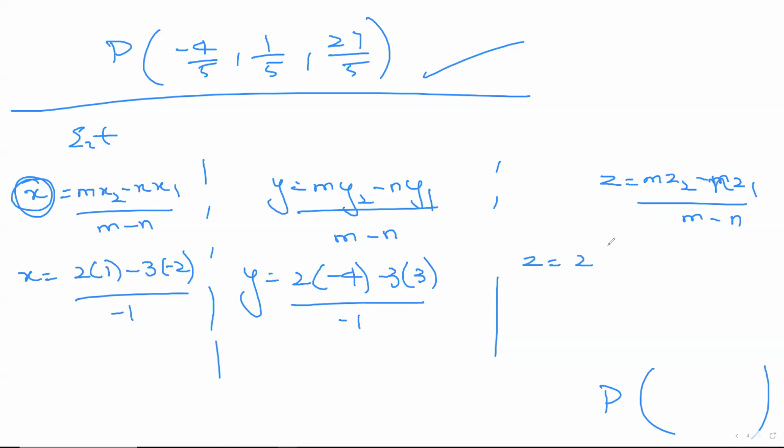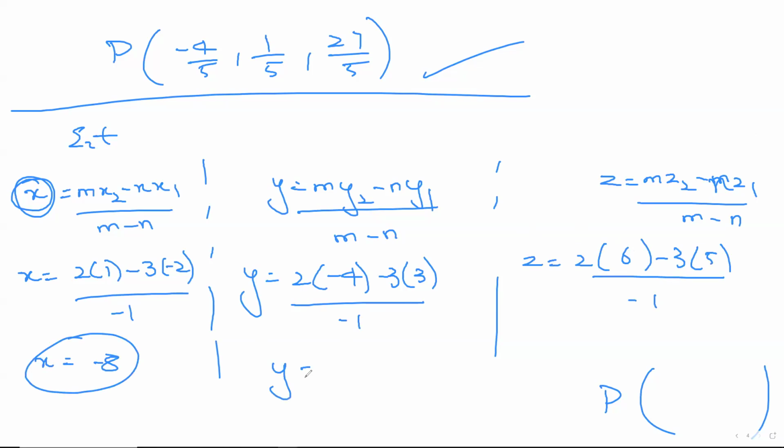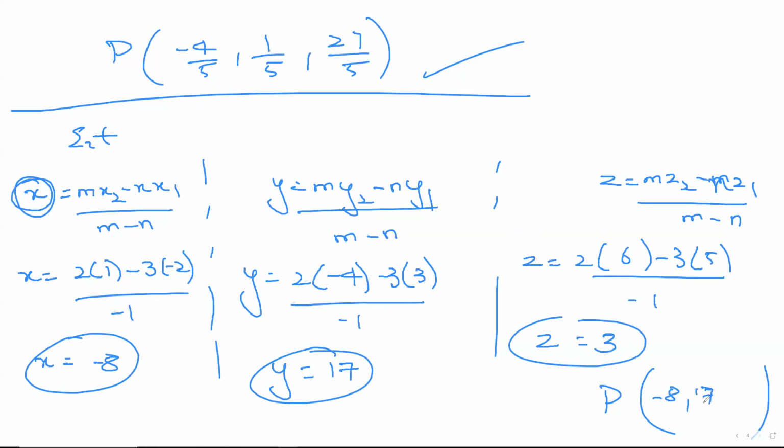Z2 is 6, minus 3 into Z1 is 5, divided by -1 again. I solve it. For X1, you get the answer as -8, regular math. For Y1, you get the answer as 17. For Z, you get the answer as 3. So -8, 17, and 3 is the answer when it divides externally.